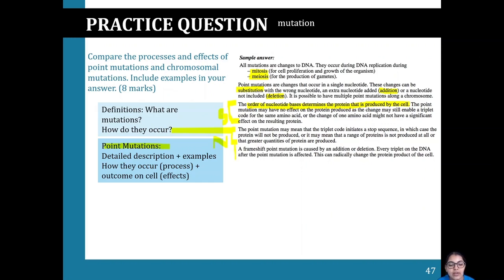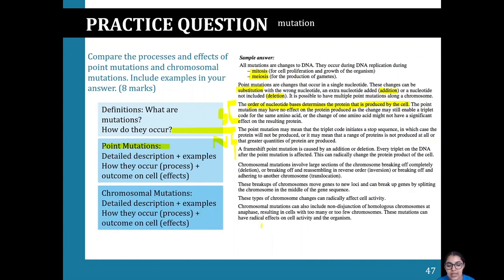And finally, frameshift point mutation is caused by an addition or deletion. Every triplet on the DNA after the point mutation is affected, and this can radically change the protein product of the cell. And this is just a quick little summary on point mutations. And then we talk about chromosomal mutations. And remember, it's asking us to compare, right? So we actually have to link it back to the process and the effects.